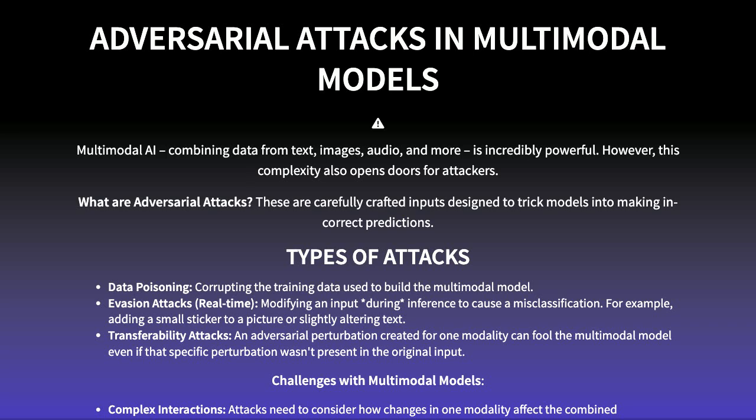Multimodal models are complex because they have to juggle information from multiple sources, making them vulnerable in unique ways. Different modalities like text versus images can be more or less susceptible to these tricks.